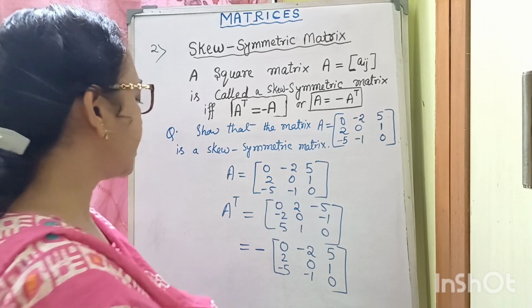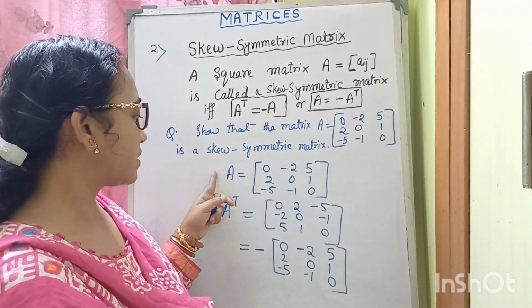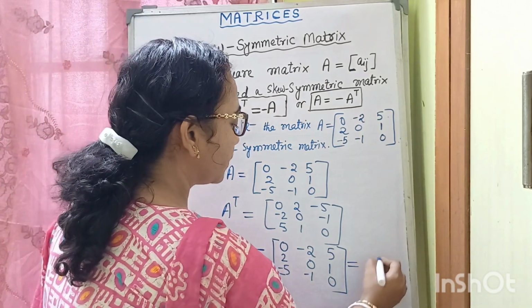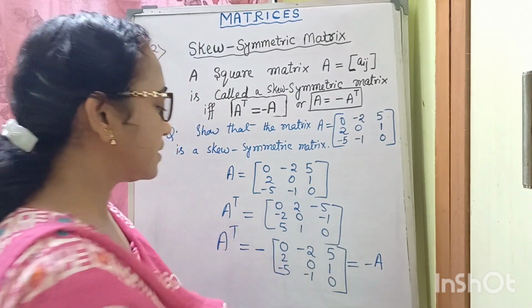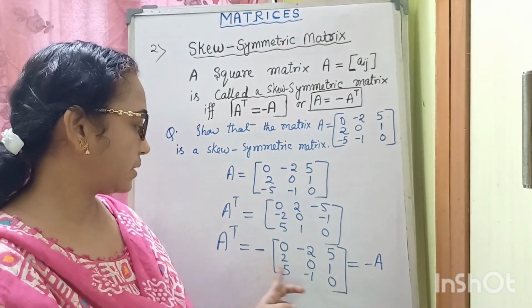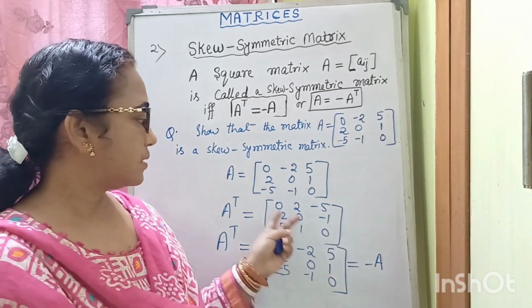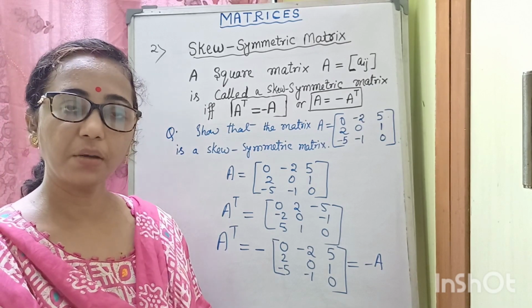So now let us compare with the A matrix. We can see that these two matrices are now same, so we can write here minus of A. So from this example we can see that A transpose matrix is equal to minus of A, which shows that, as it is a square matrix, this given matrix A is a skew-symmetric matrix.